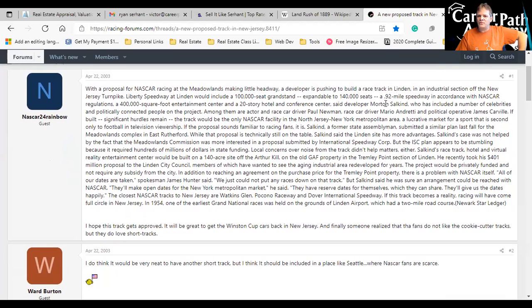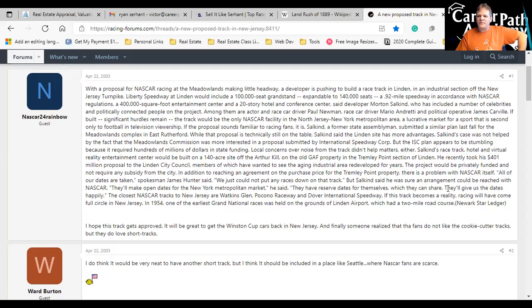It was a 0.92, almost a mile speedway, according to NASCAR regulations, a 400,000 square foot entertainment center, a 20-story hotel and conference center. This was all proposed by the developer, Morton Southkind, who has included a number of celebrities and political connections for people that were connected to that project. All right, now they proposed building this project. He recently took his $401 million proposal to the city council members, and they wanted to see the aging industrial area redeveloped in the coming years.